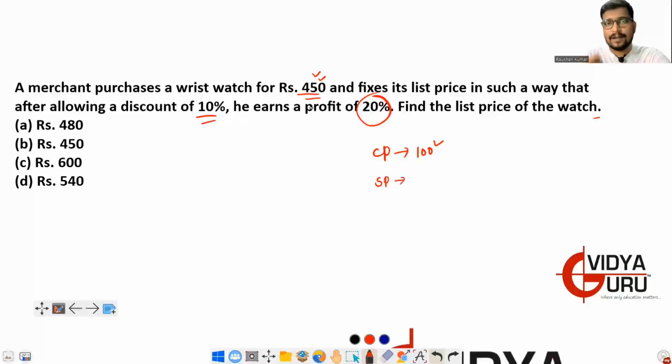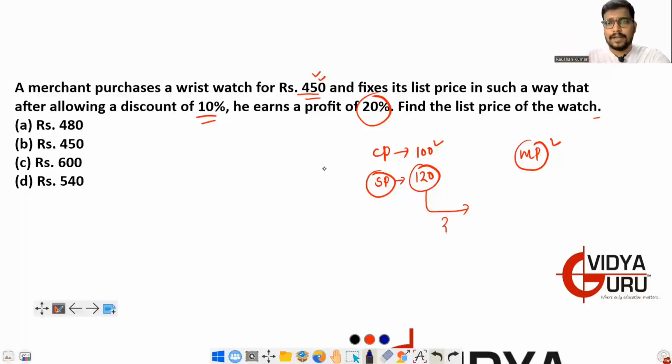The question says that after allowing a discount, that person is getting 20% profit. It means that if CP is 100, SP will be 120. Now remember, this SP we get after giving a discount on MP. The question says after allowing a discount of 10%, he earns a profit. So this 120 is what we get after allowing a discount on MP.